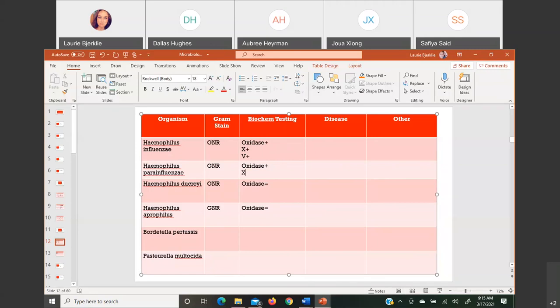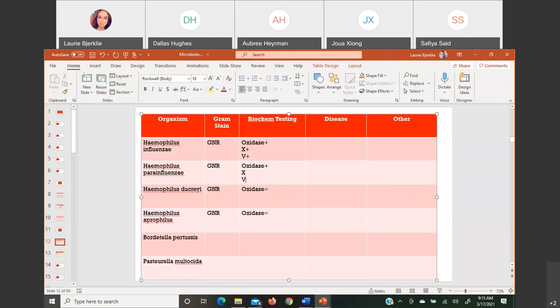Okay, what about parainfluenzae? Which does that want? All right, so this one's a little harder. It is V only. Yes, this one will only need V to help grow or to utilize. So it is just V positive. Haemophilus ducreyi is what? Yeah, that's your X only. And then Haemophilus aphrophilus. It doesn't care. It doesn't want either. All right, so that helps differentiate between them.